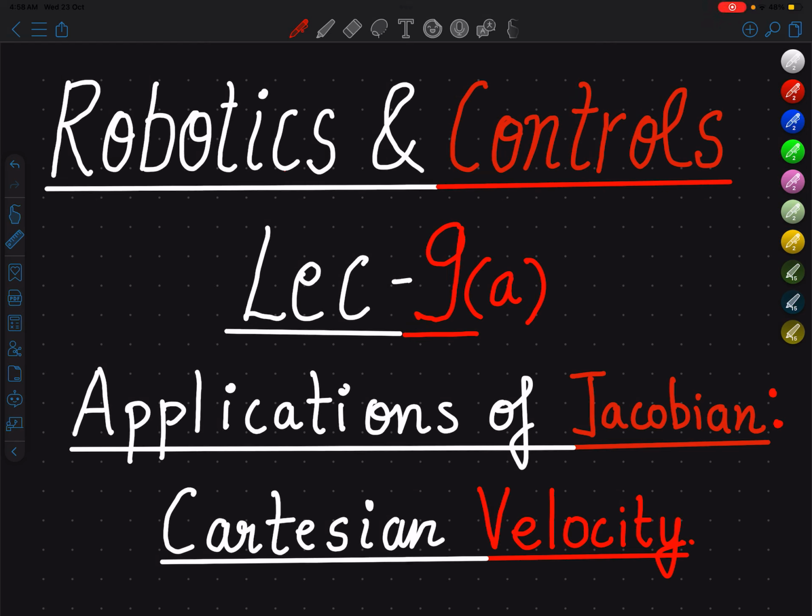Hi all, welcome to a new lecture of Robotics and Controls. This is lecture nine, first part, and today we are going to discuss applications of the Jacobian. Specifically, we discuss its application in calculating the Cartesian velocity in a manipulator.